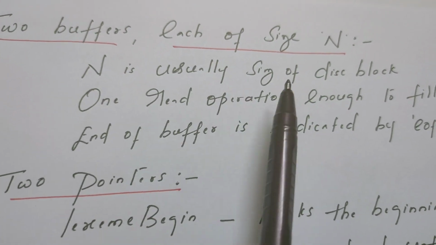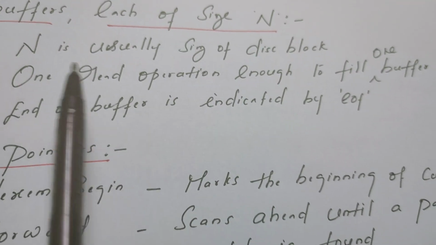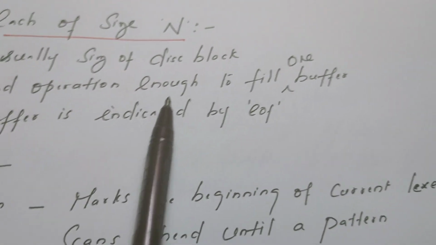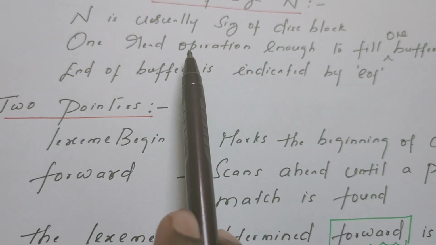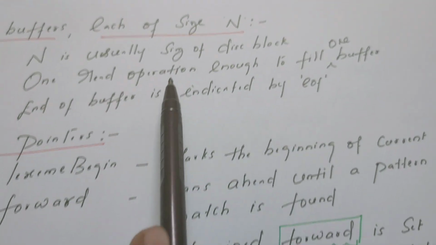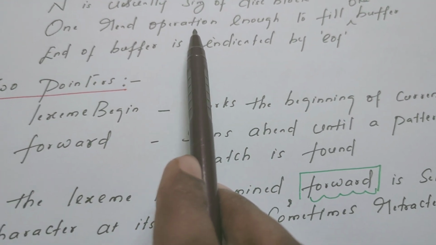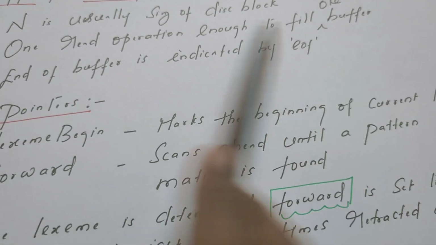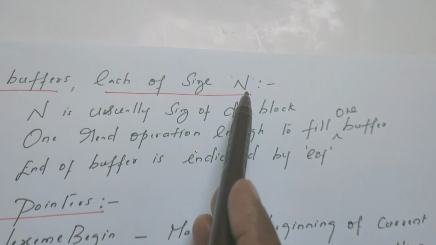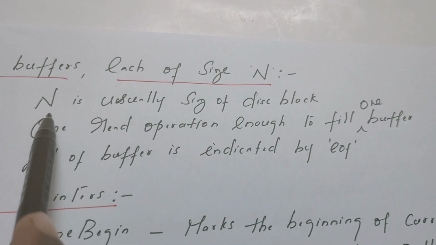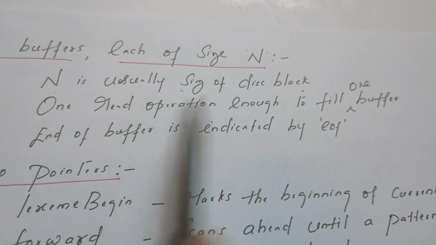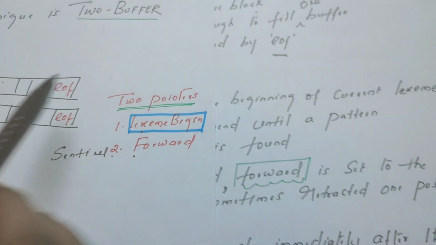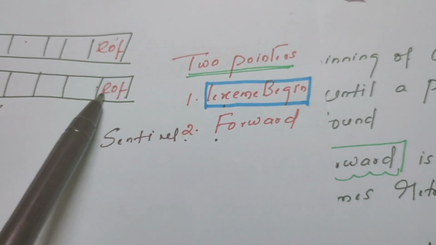This n is usually the size of a disk block because one simple system call, that is a read operation, must be enough to fill one buffer. I mean, every time there must not be a call to read a character from the memory. So one single read operation must be sufficient to fill one buffer. That is why usually the size of the buffer is designed with the size n, and n is usually the size of a disk block. Every buffer end is indicated by EOF. That is why here it is written with EOF.